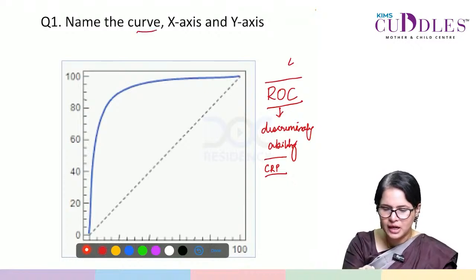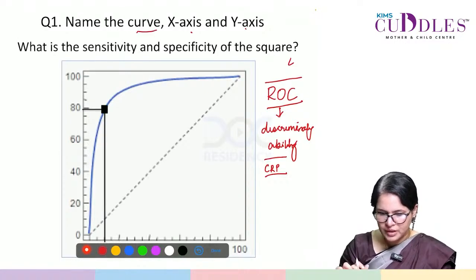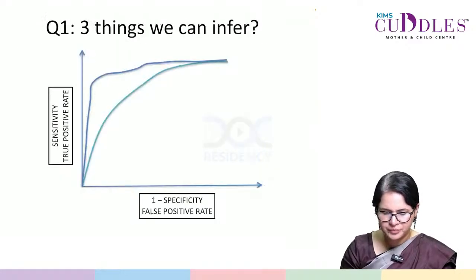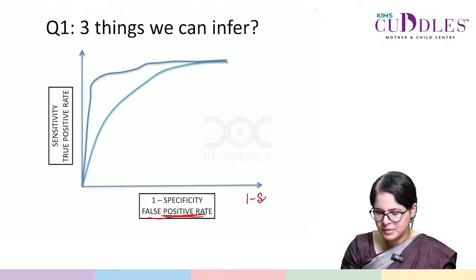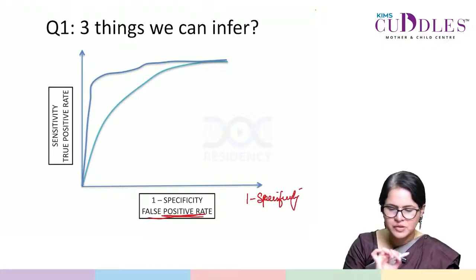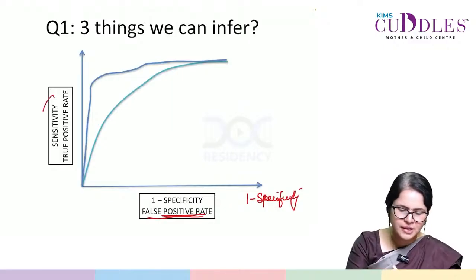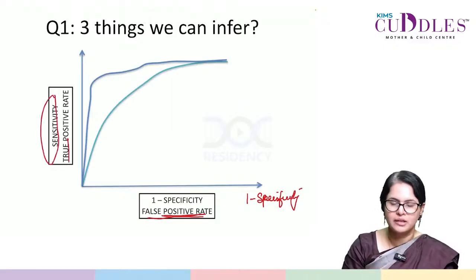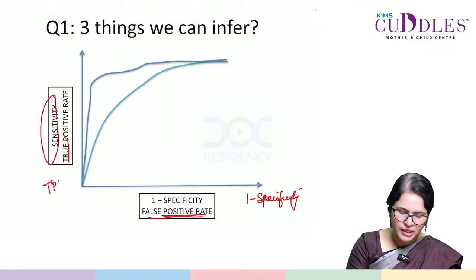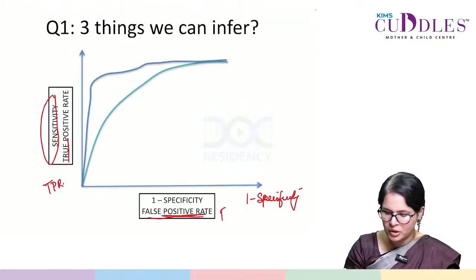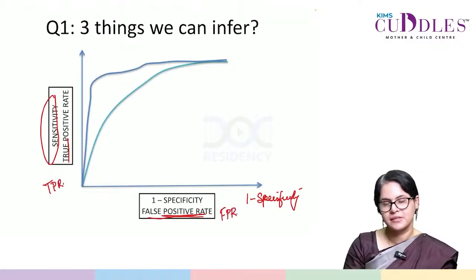So what exactly are the x and y axes in the curve? The x-axis basically represents the false positivity rate, that is 1 minus specificity. And the y-axis of the ROC curve represents the sensitivity or the true positivity rate. So it's true positivity rate on the y-axis and false positivity rate on the x-axis.